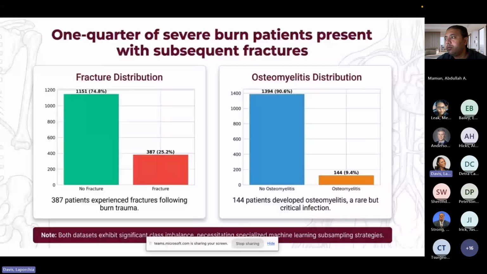In the data set distribution, about 25% of patients experienced fractures, while osteomyelitis occurred in about 9%. This highlights a class imbalance, but also emphasizes that fractures are a relatively common complication in severe burn patients.